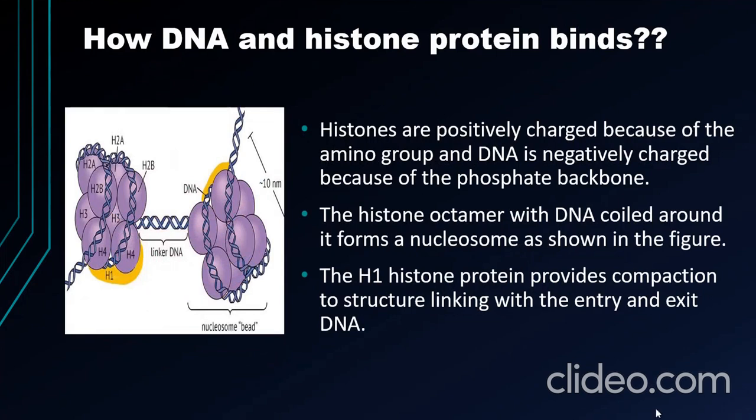Now, since we have understood the structure, we are moving to the part where we will understand how the DNA wraps around the histone. Histone proteins are basically positively charged, and the reason behind it is the amino group. And DNA is negatively charged because of the phosphate backbone. So these two interact, and then finally form the chromatin. Chromatin means DNA plus histone protein. So the histone octamer with DNA coiled around it forms the nucleosome. And the H1 histone protein provides compaction to the structure by linking with the entry and exit DNA.